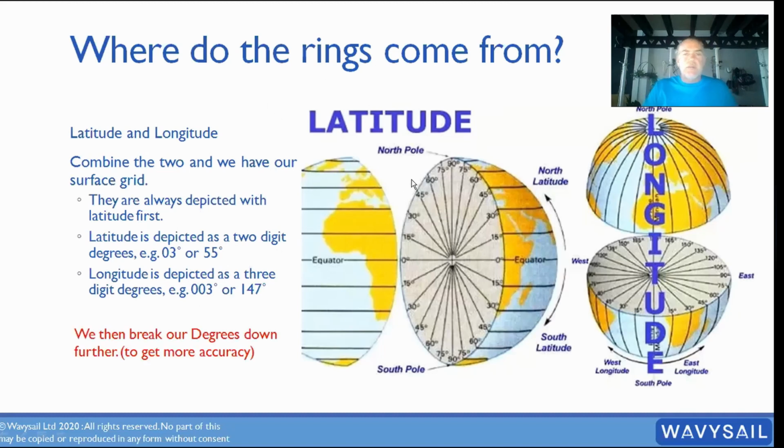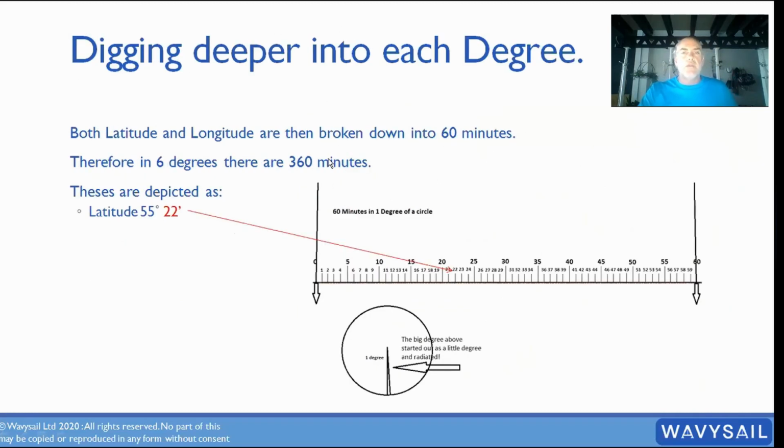Okay, so then we break our degrees down further, and this gives us more and more accuracy. So if we take 1 degree, now I'm using this little scale here. Okay, so if we look at the world, 1 degree, and then we break that down into 60 minutes. Okay, so 1 degree is equal to 60 minutes.